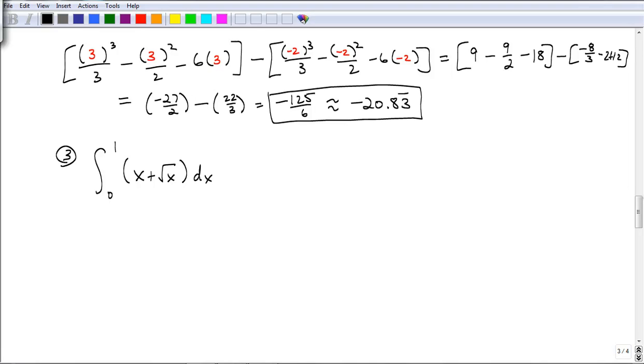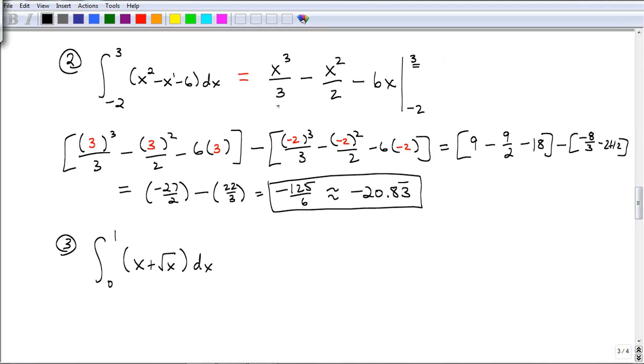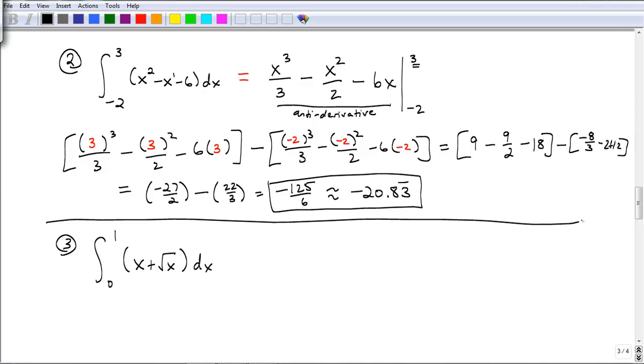You add 1 to the power, divide by that number, and you get the antiderivative. That's what this is. And then you plug in the upper number, the top number first, minus plug in the bottom number second. So let's try it again. Same idea, except now I have x plus the square root of x.